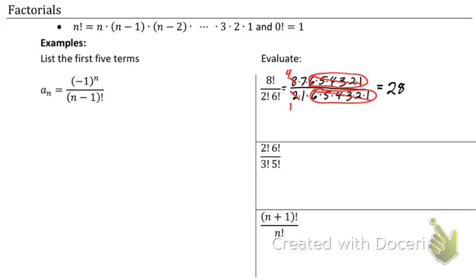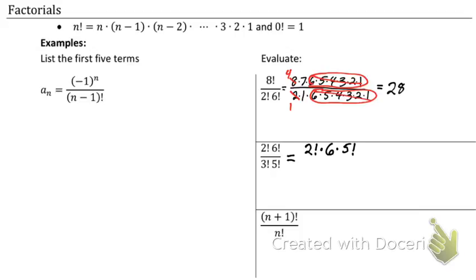All right, let's shortcut this next one. I'm going to look at the top and bottom. So bear with me right now. I'm just going to write 2 factorial. It's just going to stay there. I'm going to multiply that by 6 times 5 times 4 times 3 times 2 times 1.